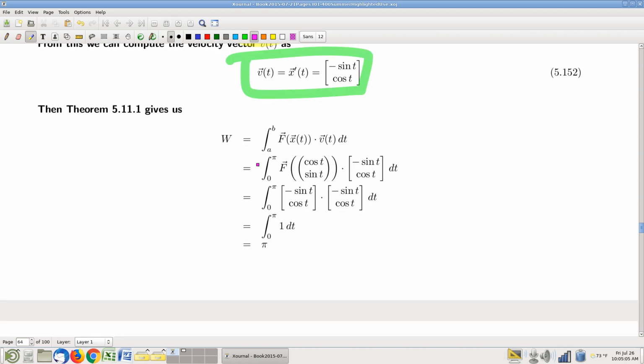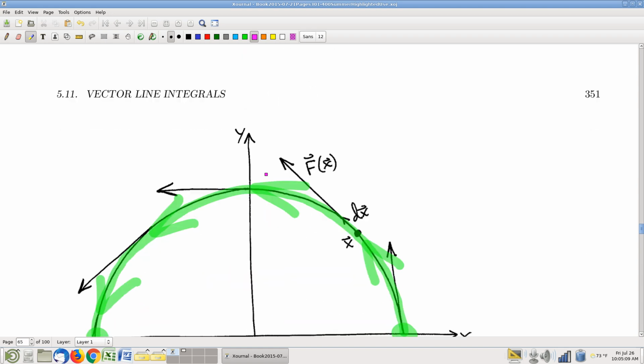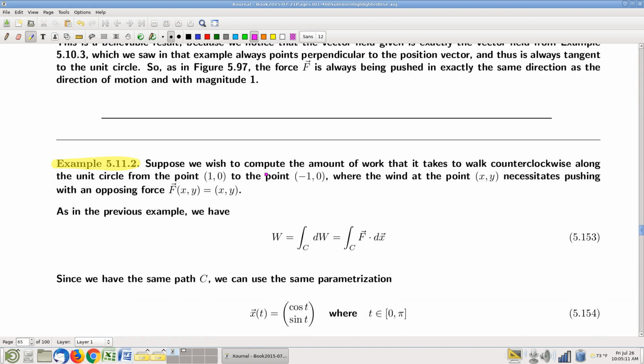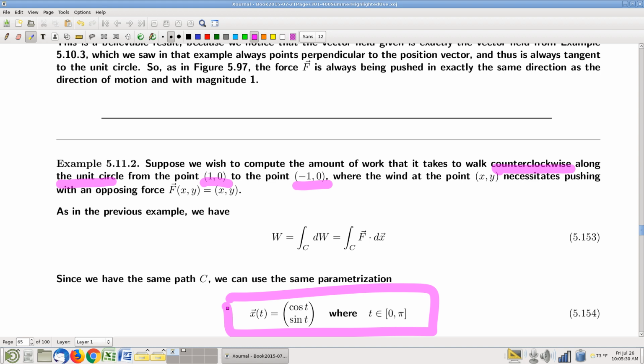All right. Is everybody happy? Any questions? Feel free. No? Okay. All right. Next result. Let's see here. Suppose we are moving counterclockwise along the unit circle from 1, 0 to negative 1, 0. Oh, same path. Okay. Same path. Sweet. We already know how to parameterize that path. I don't have to reparameterize. It's the same path.